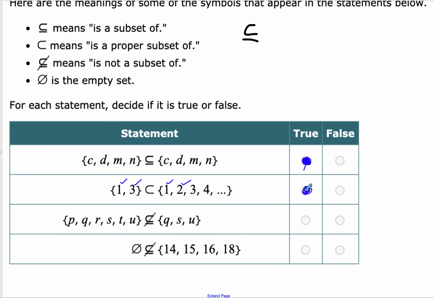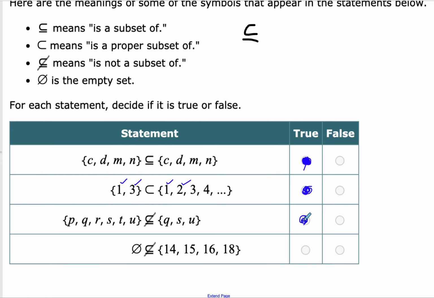All right. P, Q, R, S, T is not a subset of Q, S, U. This is true. However, the reverse might be true if it wrote Q, S, U is a proper subset of P, Q, R, S, T, U, if they had a different order and a different symbol. But this is true so far.